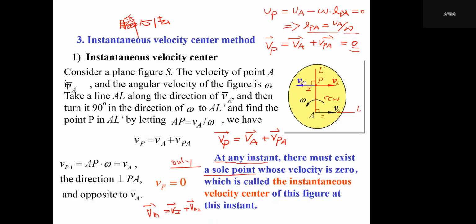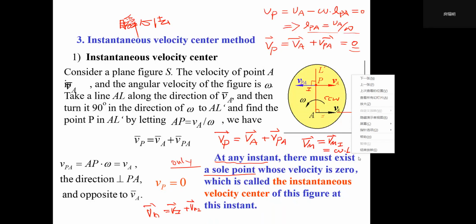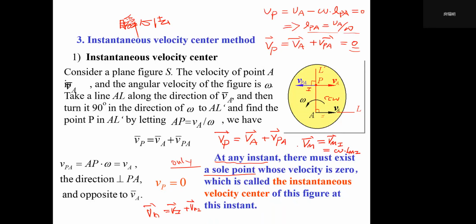But we know the instantaneous velocity center's absolute velocity is 0. So this expression will be simplified into just VM equal to VMI, which equals omega times the length MI. You see? This expression tells us that when we find this instantaneous point, then for all the other points on this same plane figure, we can just use omega times the length between the point we selected and the instantaneous point I. If we know the length, we can very easily find the direction and the magnitude of its absolute velocity VM. So this method, we call the instantaneous velocity center method.